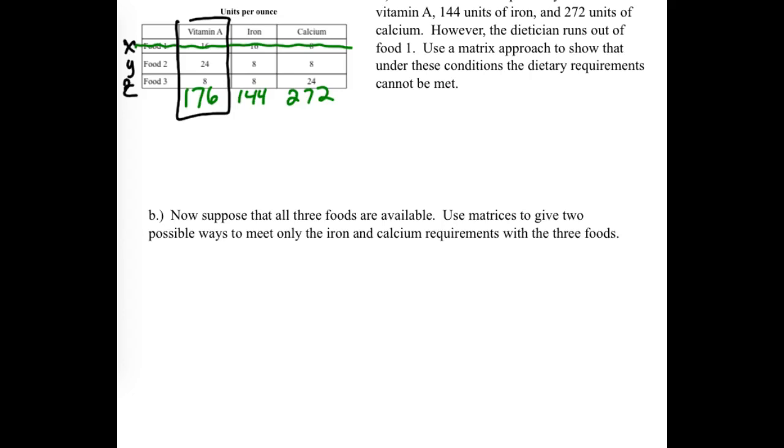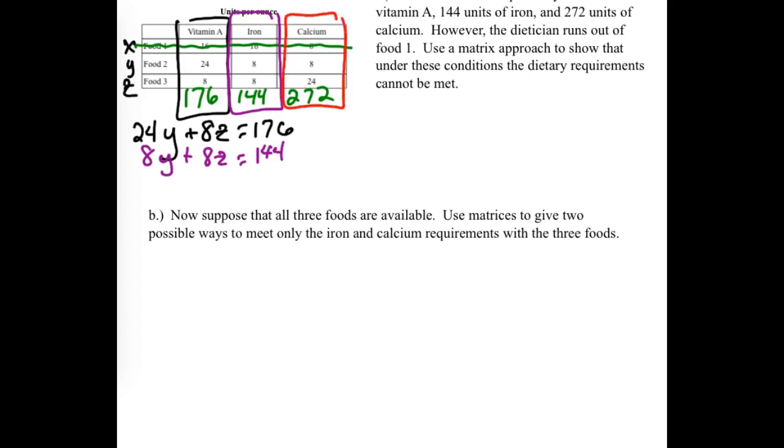So based on my vitamin A requirement, I get 24 units for every ounce of food Y, and I get 8 units for every ounce of food Z, and I need 176. For my iron requirement, I get 8 for every Y, 8 for every Z, and I need 144. And for the calcium, I get 8 for Y, 24 for Z, and 272 is my requirement.